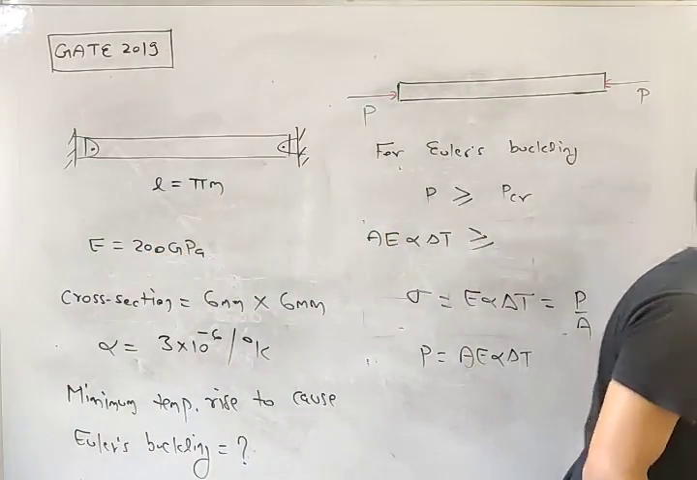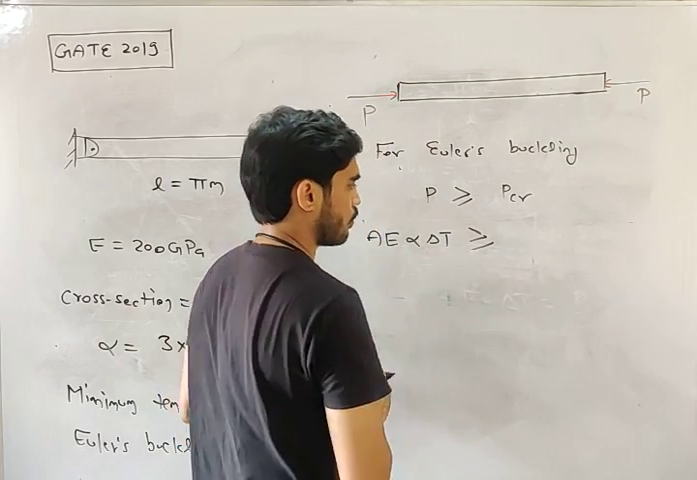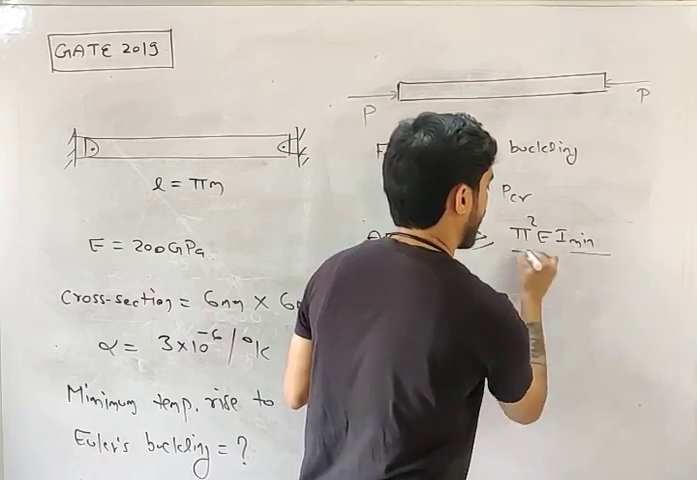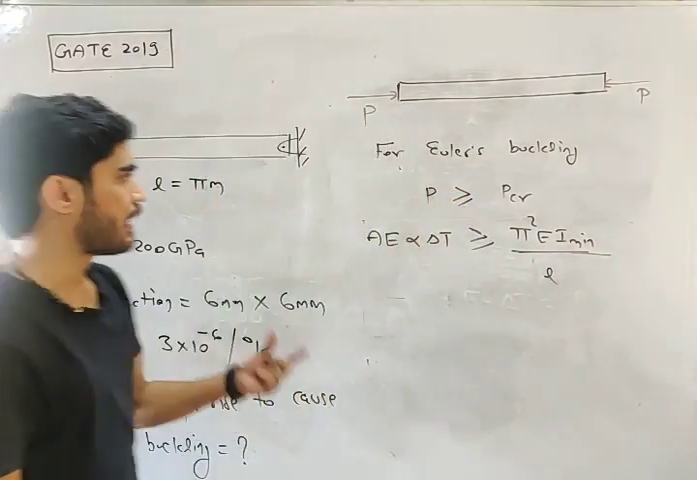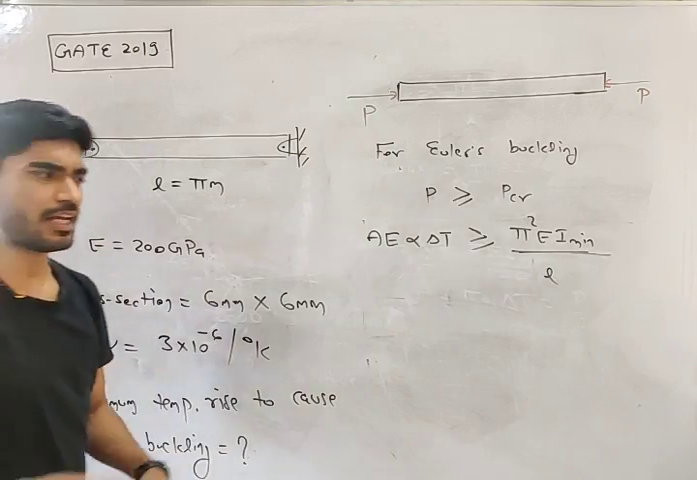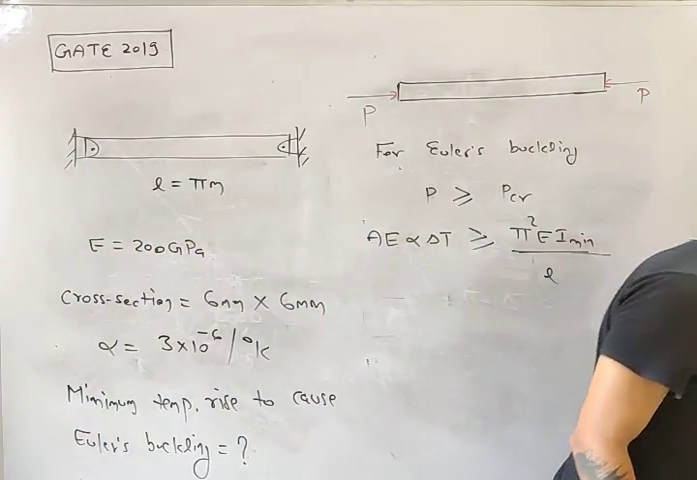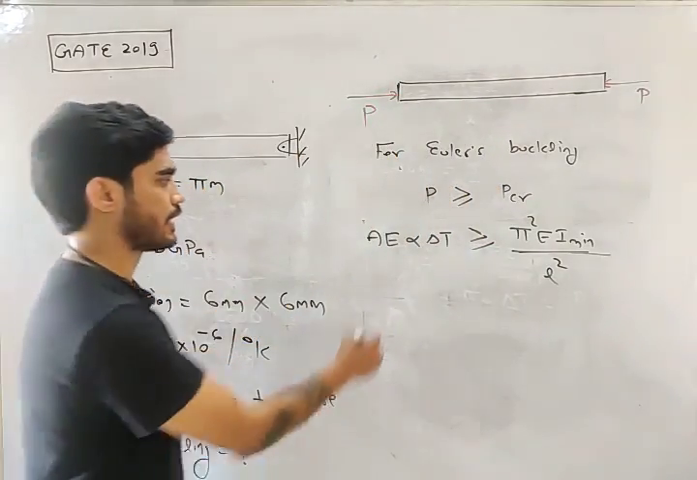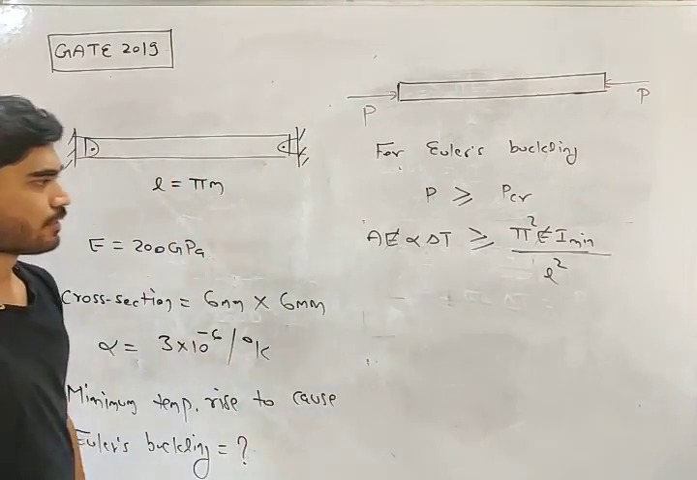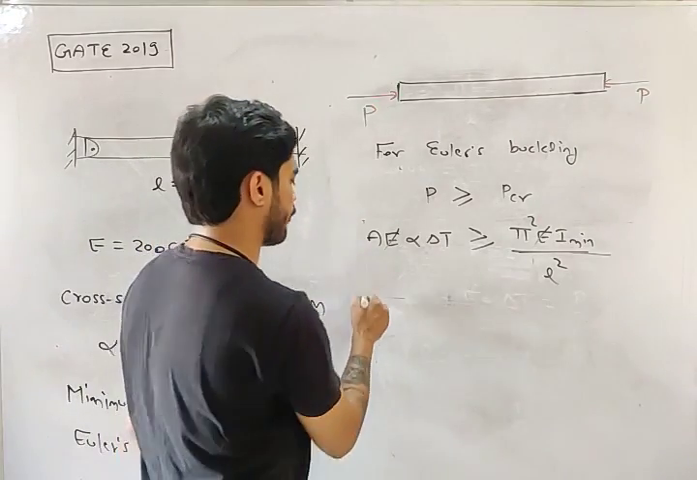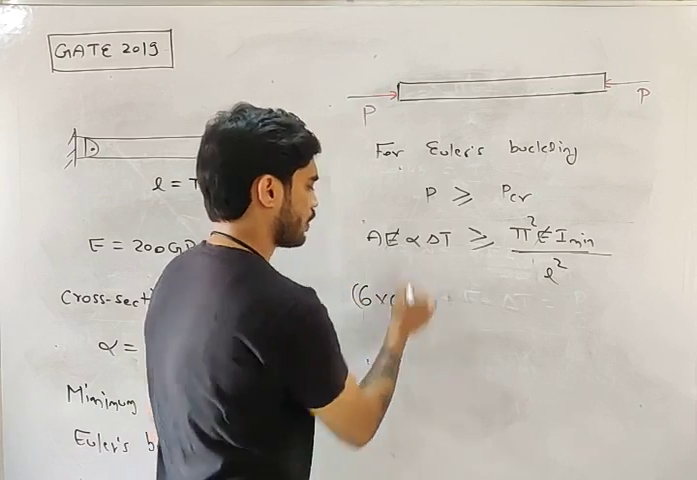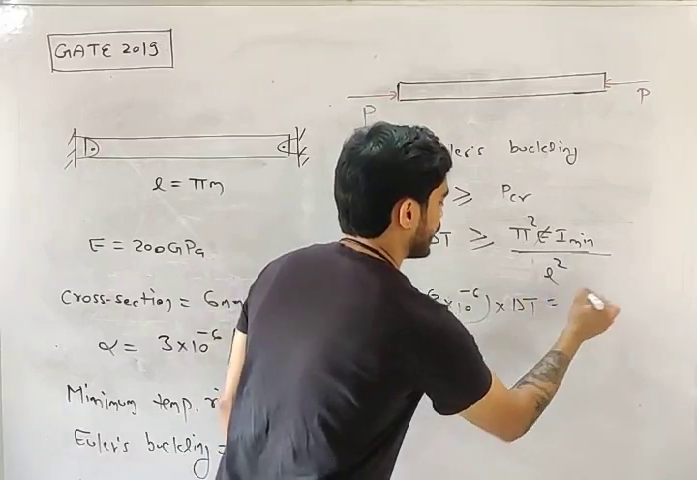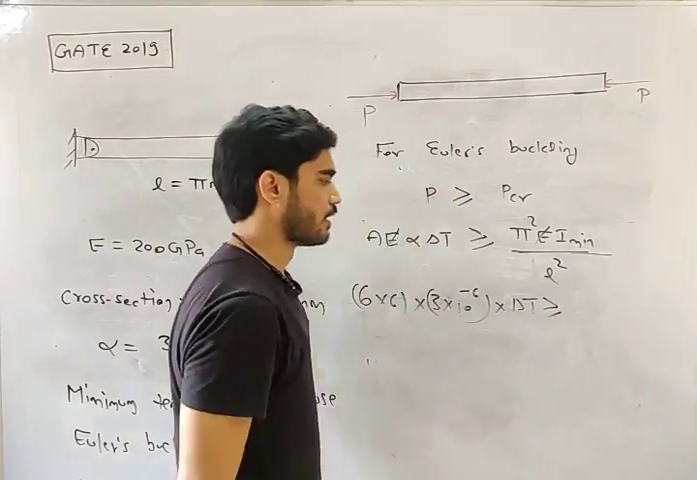Now what is the equation of P critical according to Euler's theory? Pi square E I minimum by LE square. What is the effective length in this case? Both the ends are hinged, as in most numericals, so LE will be L. Now put the values in this equation. E cancels. Area is 6 into 6, alpha is 3 into 10 to the power minus 6, into del T. Delta T is required to be calculated.